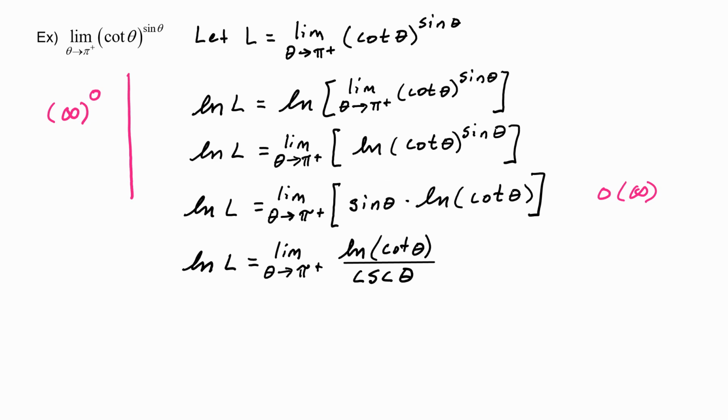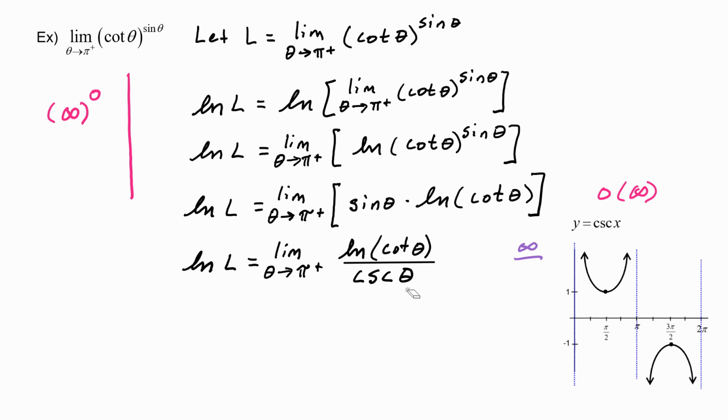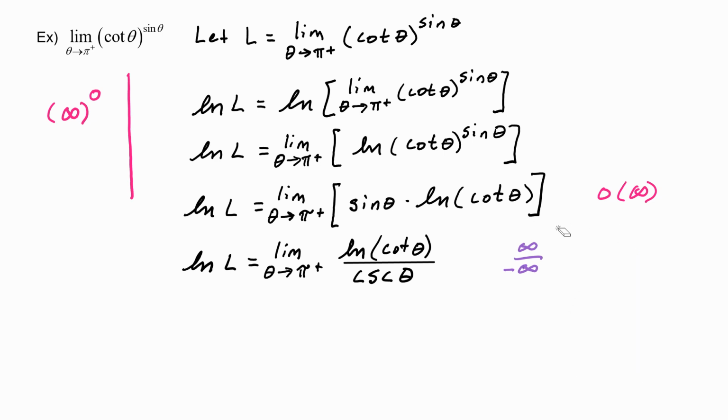Now let's check the form. Remember that the cotangent of pi from the right is infinity. The natural log of infinity is also infinity. Cosecant of pi coming in from the right, when we look at the graph of cosecant and it's approaching pi coming in from the right, we see that that's going off to negative infinity. Now when we have this form, infinity over a negative infinity, we are allowed to use L'Hopital's to get to the next step.